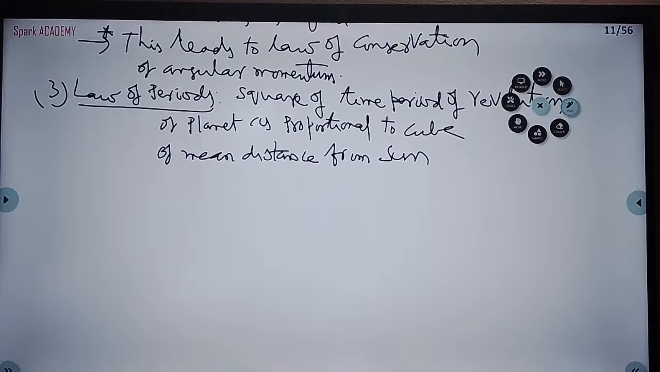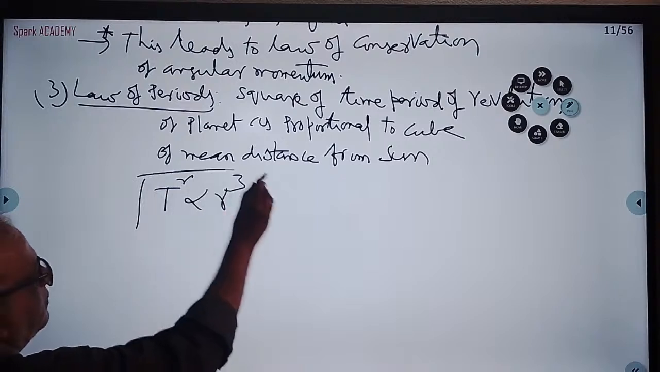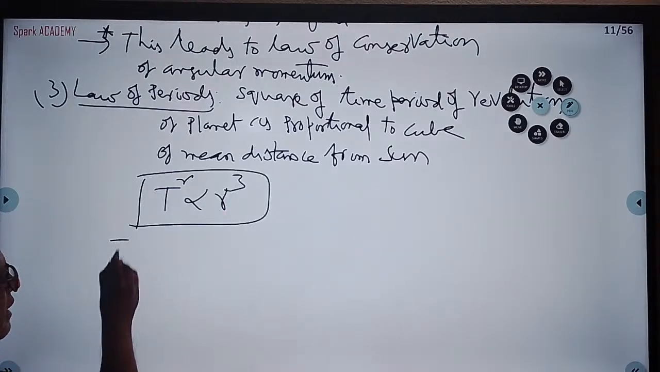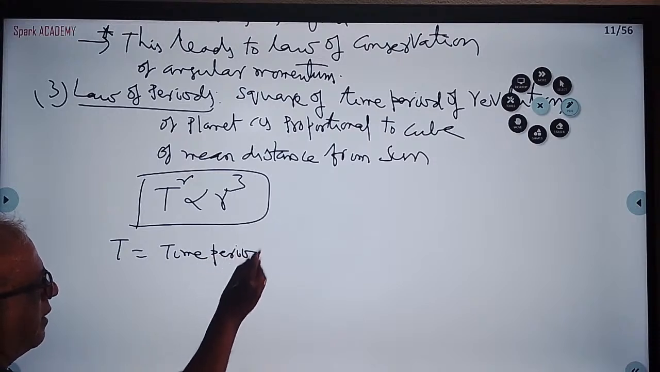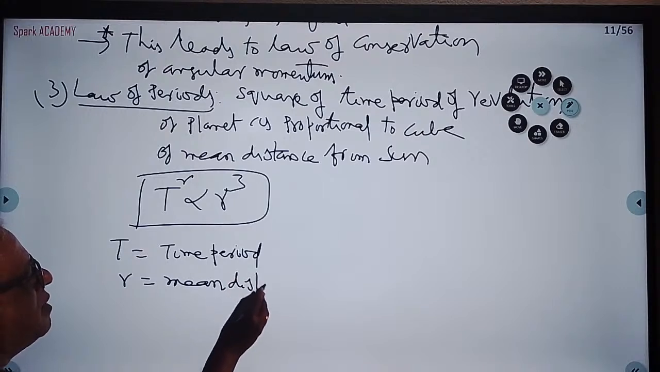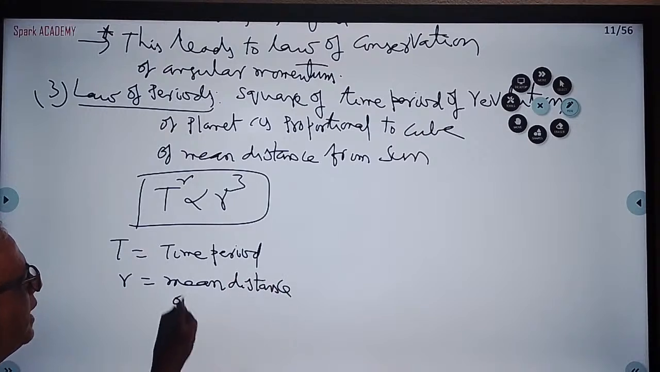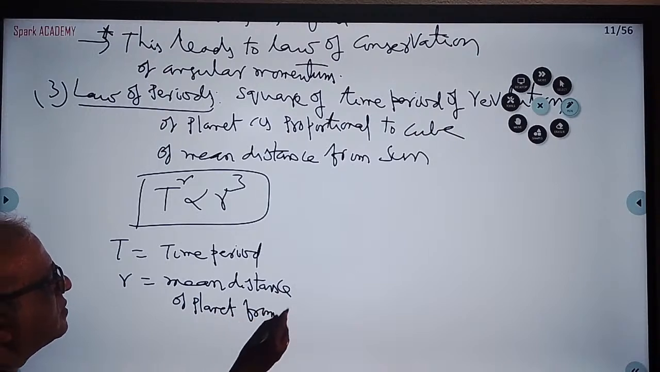The time period is given by the letter T. T square is proportional to r cube. This is the mathematical formula. What is T? The time taken to complete one revolution, the time period. R is the mean distance of the planet from the sun.